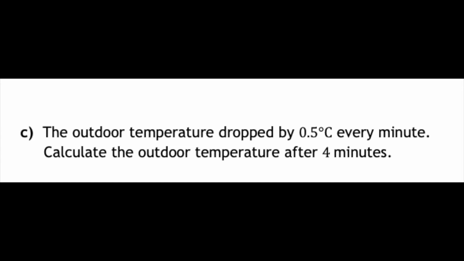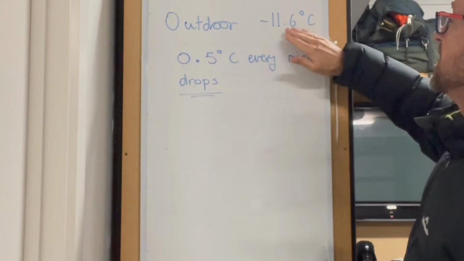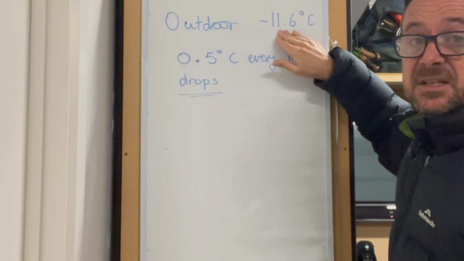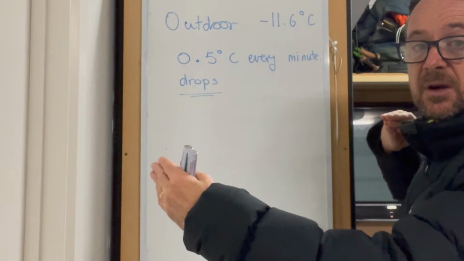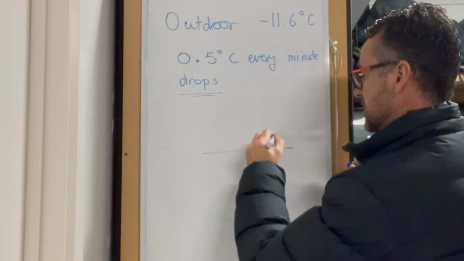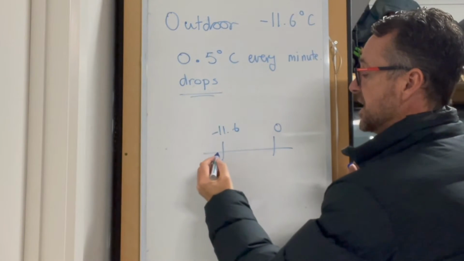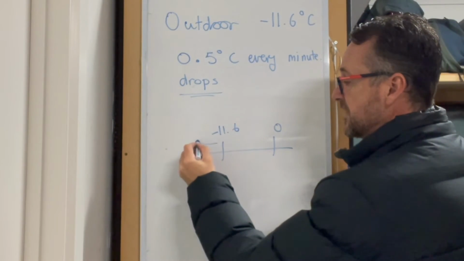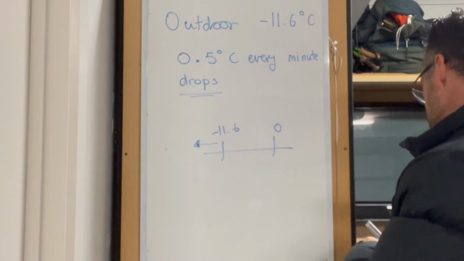Next question talks about the outdoor temperature dropping by half a degree every minute. If the temperature outside is negative 11.6 and it's going to drop, then this number needs to get smaller. What we mean by smaller is further away from 0. So we're imagining 0 and we're imagining negative 11.6, and to get smaller, the temperature is dropping, it's going in that direction. So be thinking along those lines as you go to calculate this.